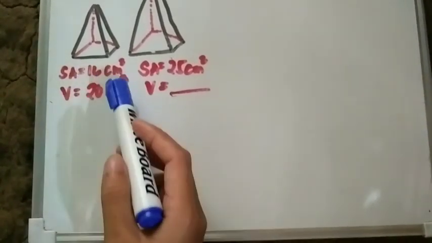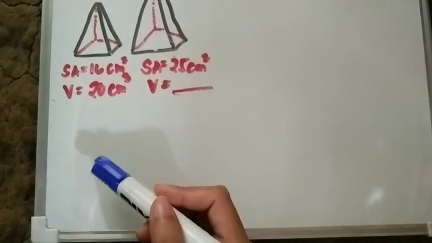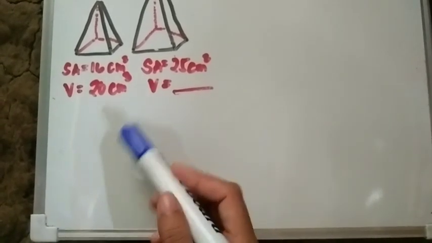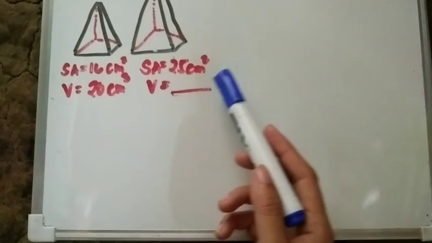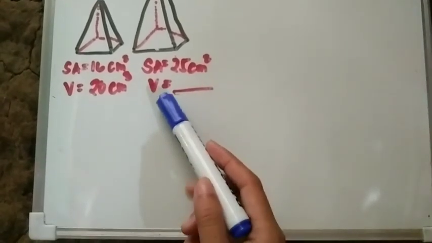smaller pyramid is 16 centimeters squared, and its volume is 20 centimeters cubed, and the surface area of the larger pyramid is 25 centimeters squared. So we will find the volume of the larger pyramid.